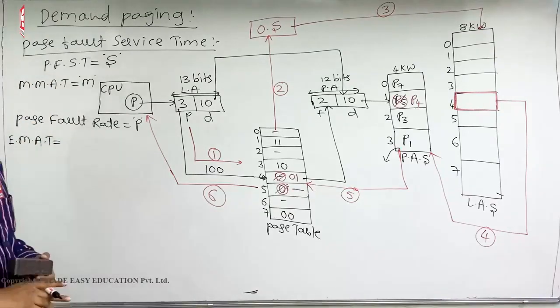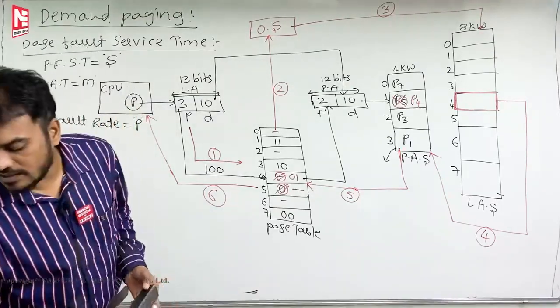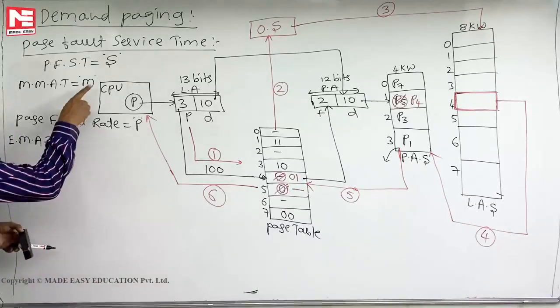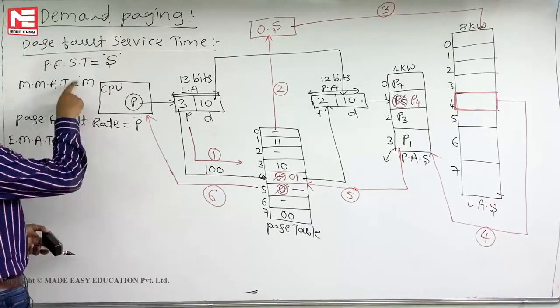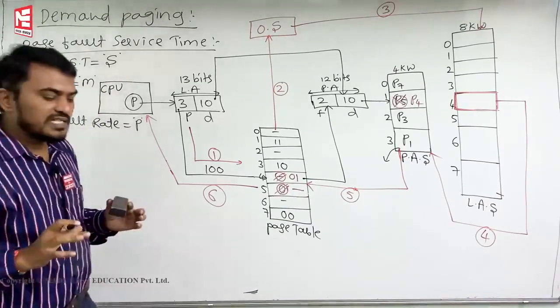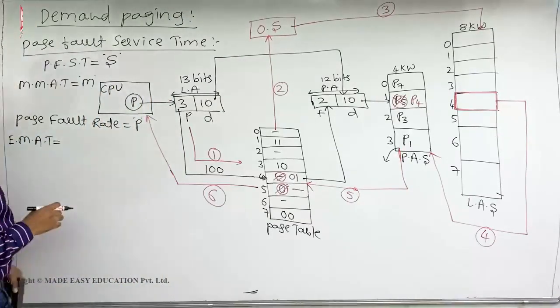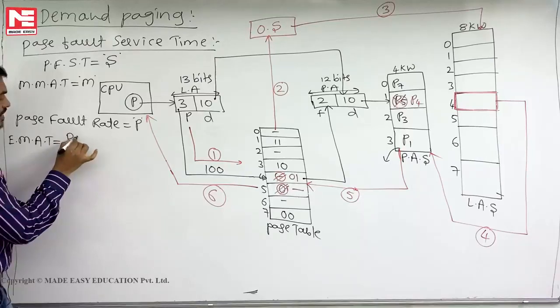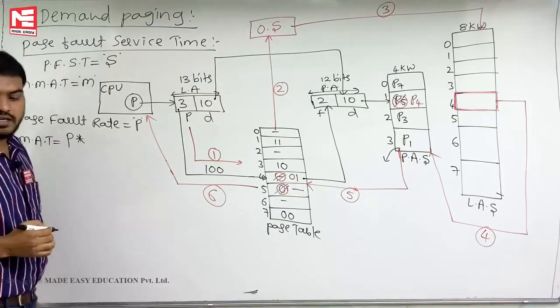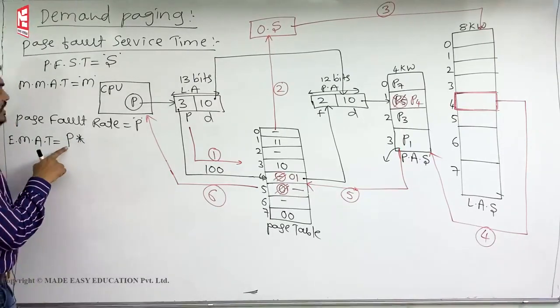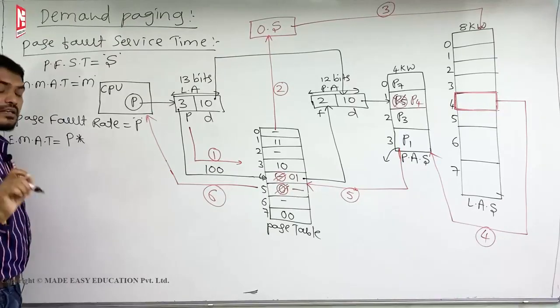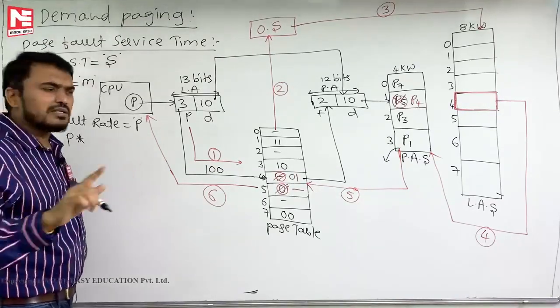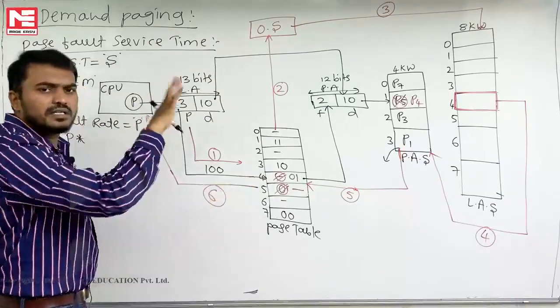Page fault rate is P here, main memory access time is M, and page fault service time is S. So please listen carefully. Formula for effective memory access time with respect to page fault rate P. Whenever a page fault occurs, you apply the service time. Remember, service time includes everything.